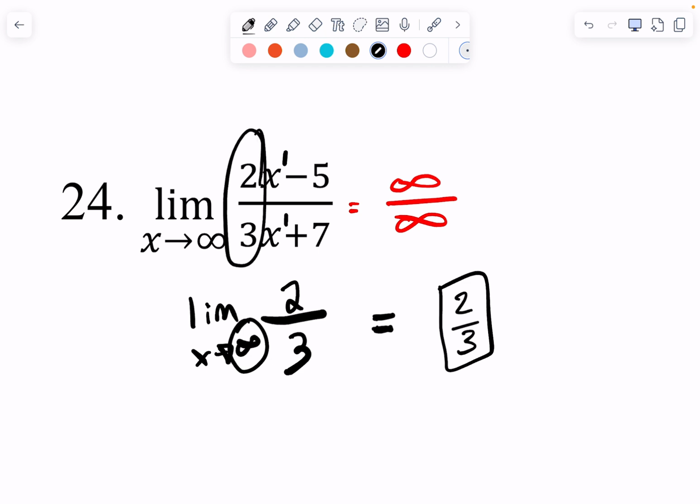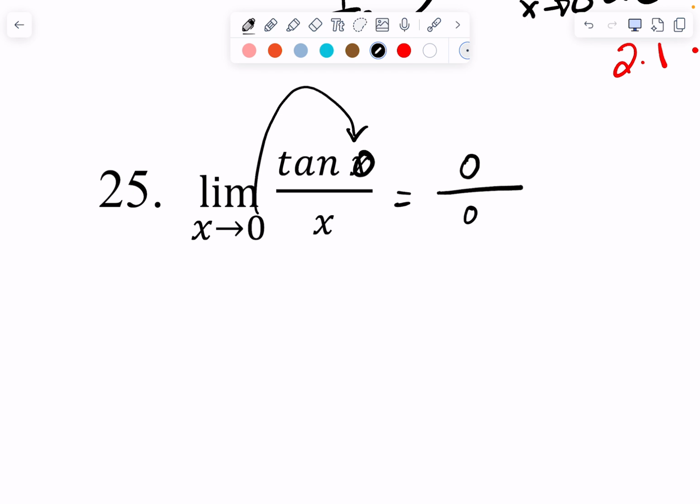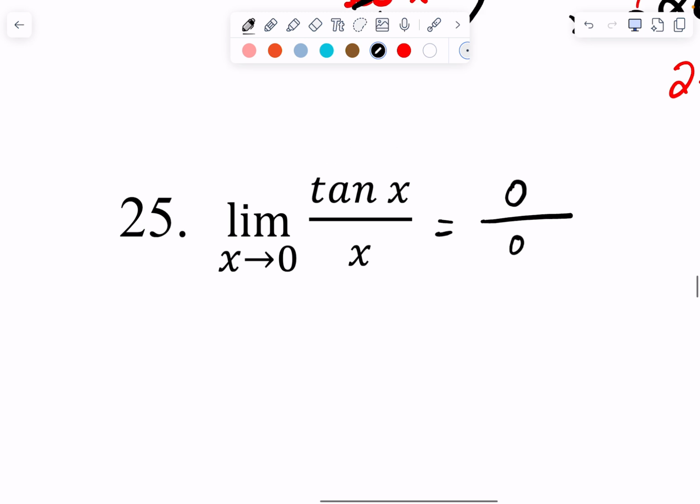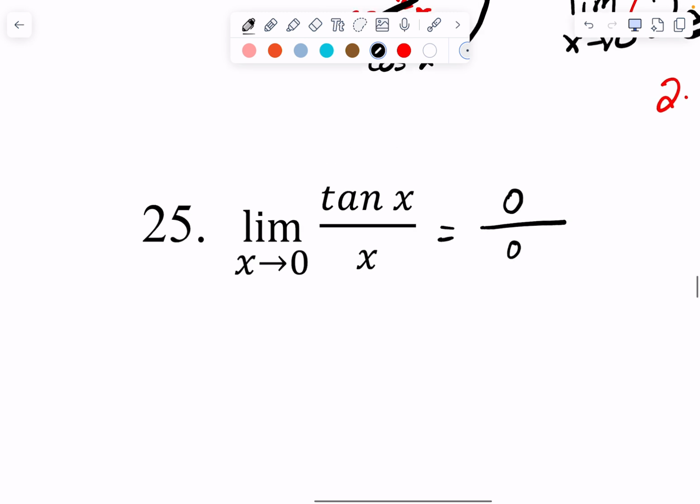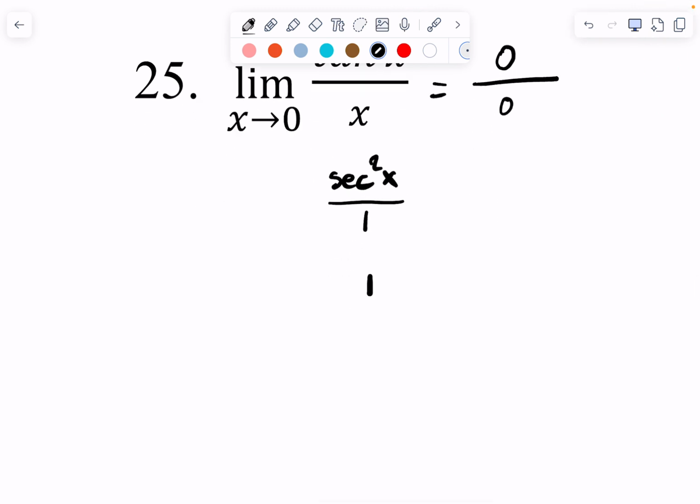Yeah? Okay. 25. If I plug in 0, what's tangent of 0? Didn't we just do that? Tangent of 0 is 0. If I plug in 0 on the bottom, it's just 0. So I have 0 over 0. Now what? What's the derivative of tangent? Secant squared of x, which is 1 over cosine squared. Over, what's the derivative of x? 1. Okay. So I'm going to switch that secant squared to 1 over cosine squared.